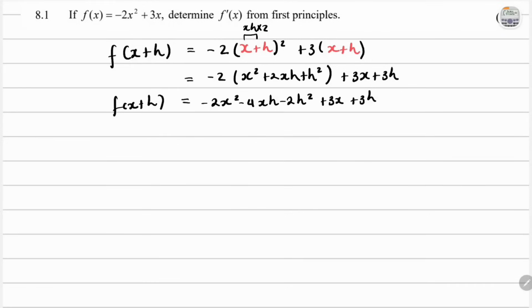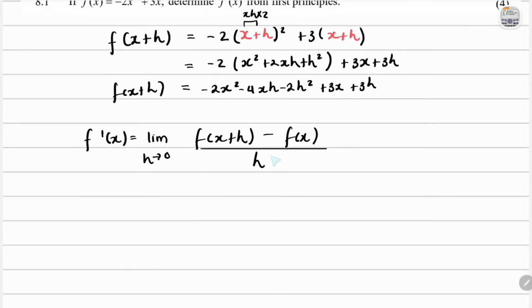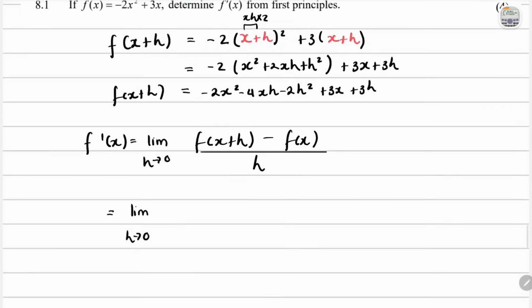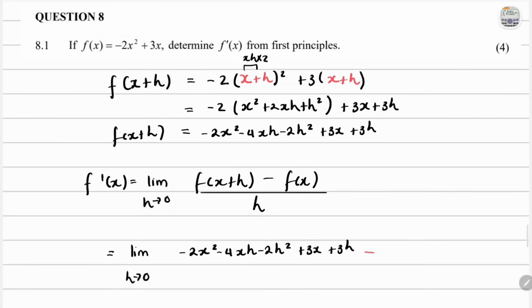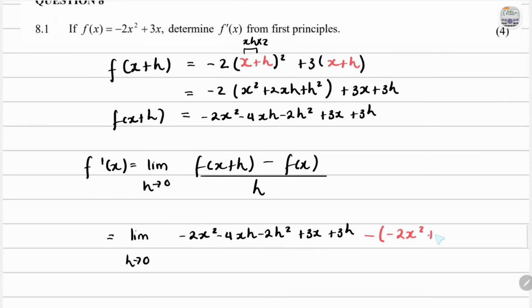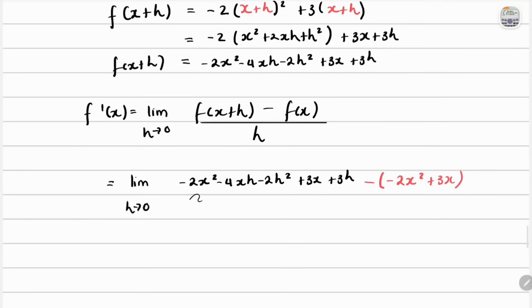Now the formula for the derivative from first principles is f prime of x is equal to the limit as h approaches 0 of f of x plus h minus f of x, y2 minus y1, over h. And that's the x plus h minus x, which simplifies to this. So now we can just go ahead and substitute. This is equal to the limit as h approaches 0, and we'll take all of this and substitute it, and then minus f of x. And f of x is this. So in place of f of x, we'll say negative 2x squared plus 3x all over h.